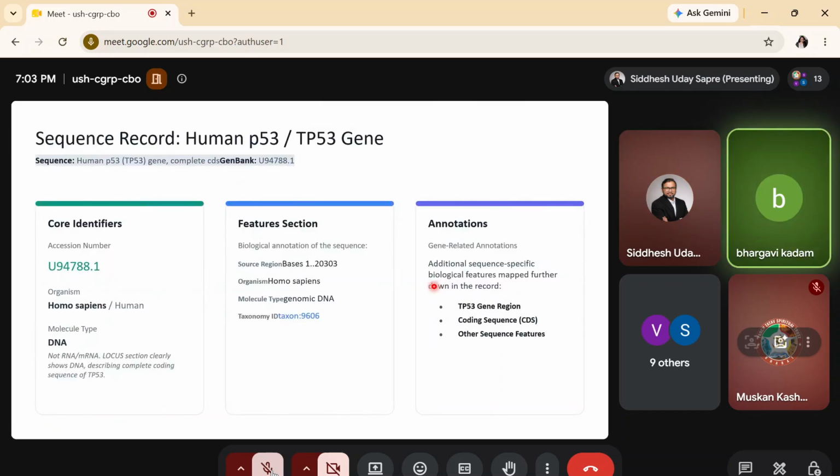Yeah, thank you. So after selecting the TP53 gene, the next step was to understand its sequence and record in the available gene database. A sequence record is like an identity card for the gene. So it was very important to know the biological information and the sequence. The first thing we observe is the accession number. Can we go to the next slide?